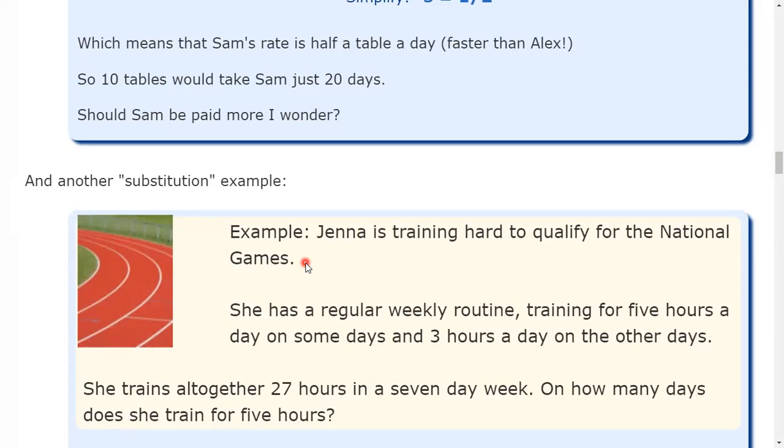So, 5 is going to be F. Okay. And how many days?